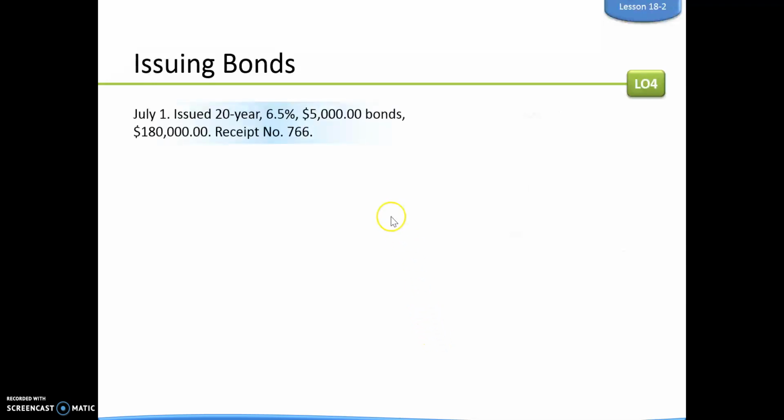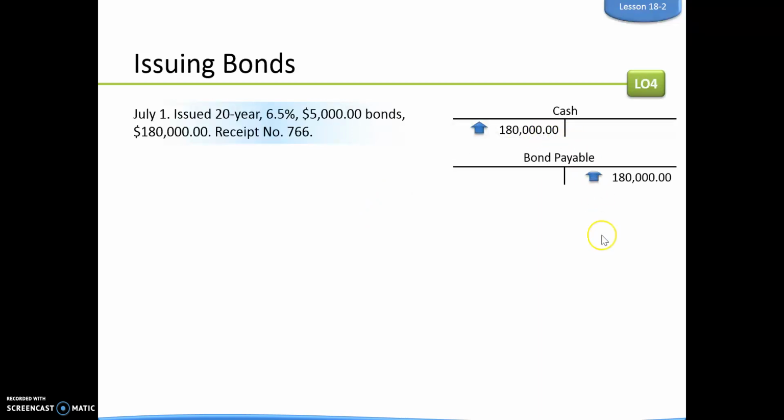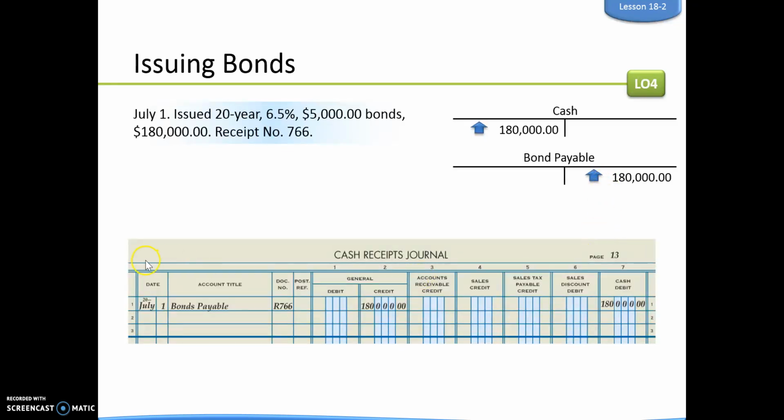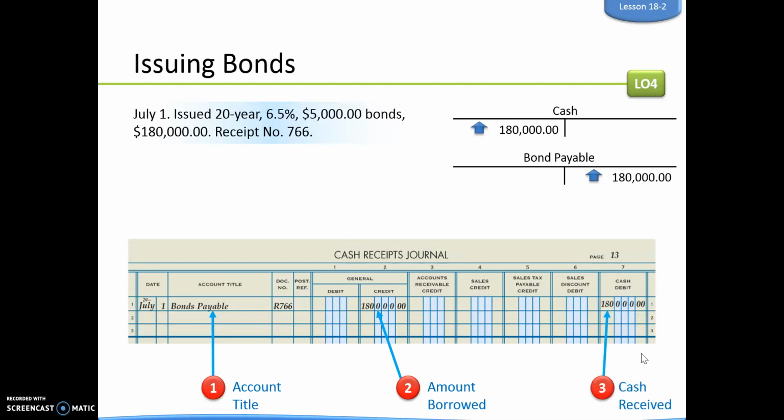So it says that we issued 20-year 6.5% $5,000 bonds for $180,000. Receipt number 766. So what happens is our cash goes up for $180,000. Our bonds payable also goes up for $180,000. What that looks like when we first issue those bonds is just like it did with the note payable, except we put bonds payable in the account title. So we receive our $180,000, and everything looks good. Pretty simple transaction for that one.